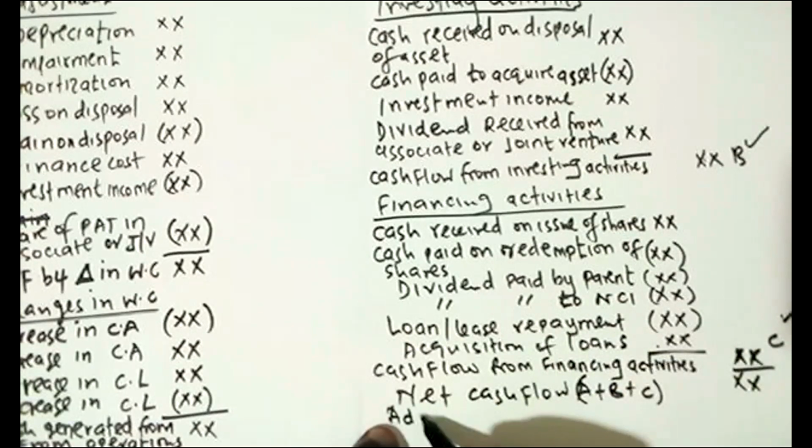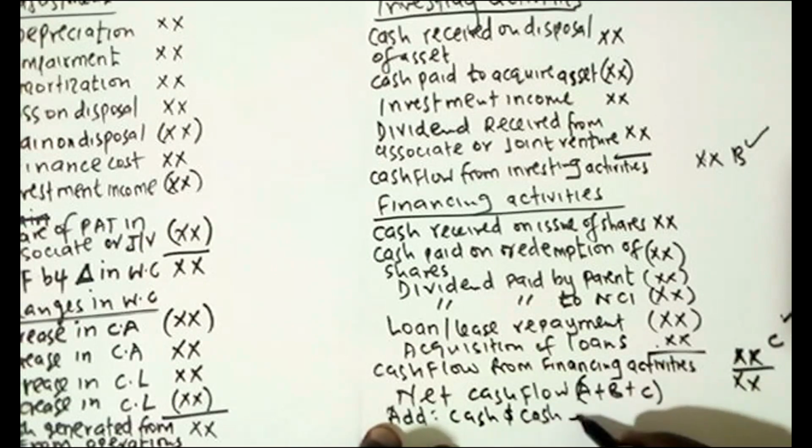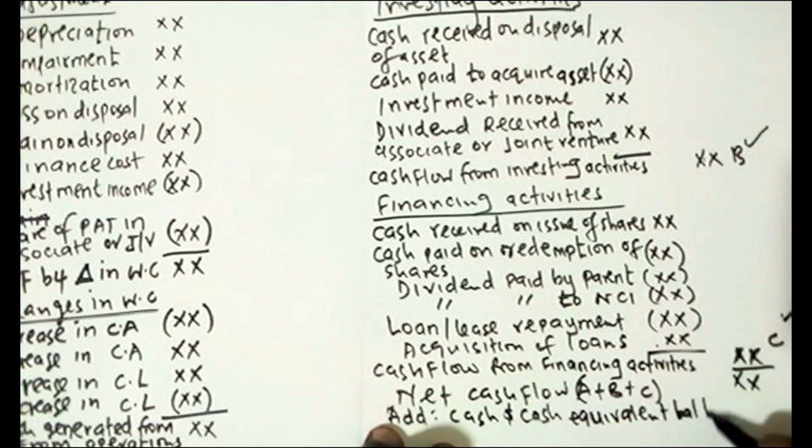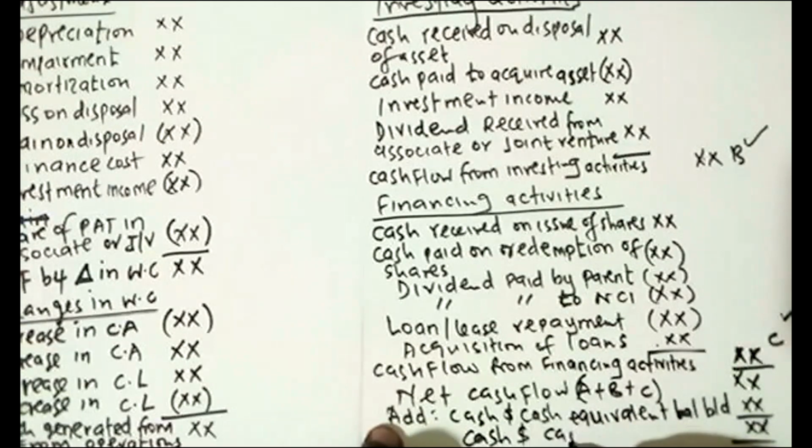Then after doing that, you add cash and cash equivalent, balance brought down, so that we have at the end cash and cash equivalent, balance carried down. So this is how you are supposed to do your cash flow statement using the indirect method. That is the format to be followed.